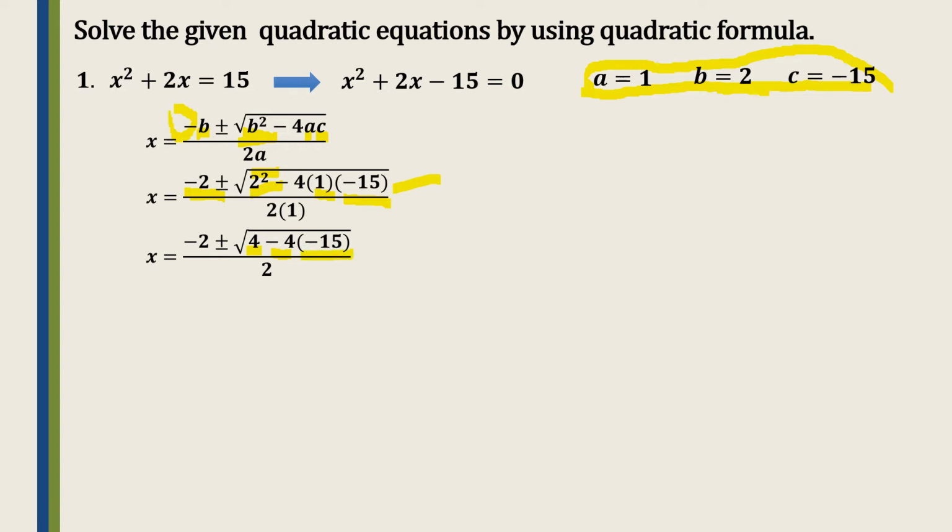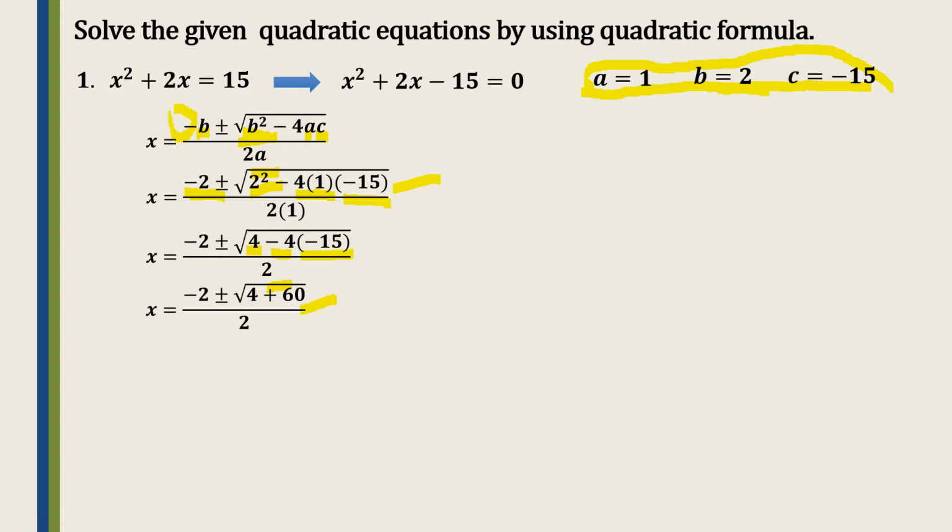So, eto naman ang nangyari, minultiply natin yung 4 times 1. Or pwede naman na ang i-multiply ay yung 1 times 15. Inisa-isa kasi natin. So, all over 2 times 1, we have 2. Next, x equals negative 2 plus minus the square root of 4 plus 60.